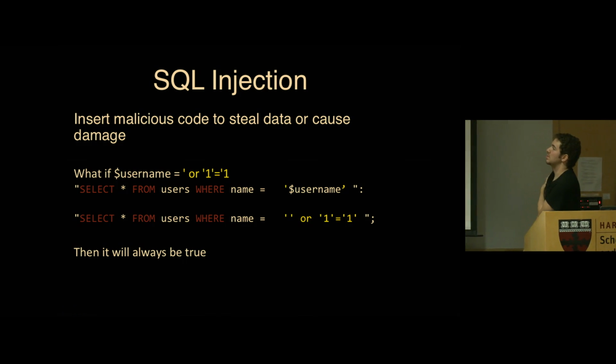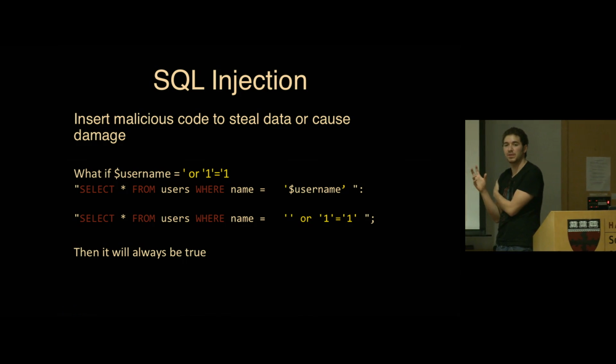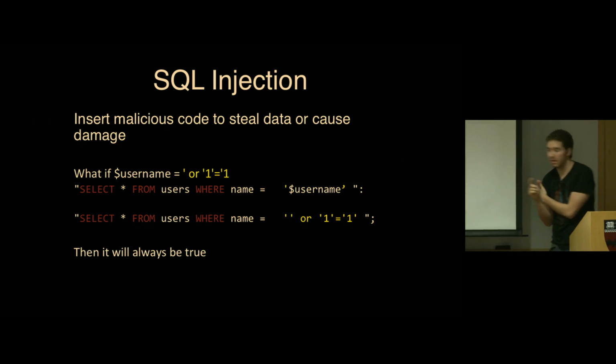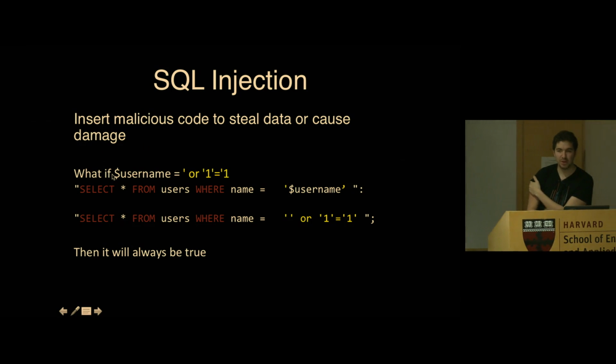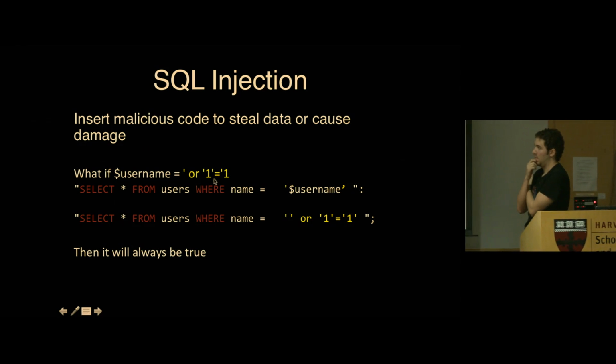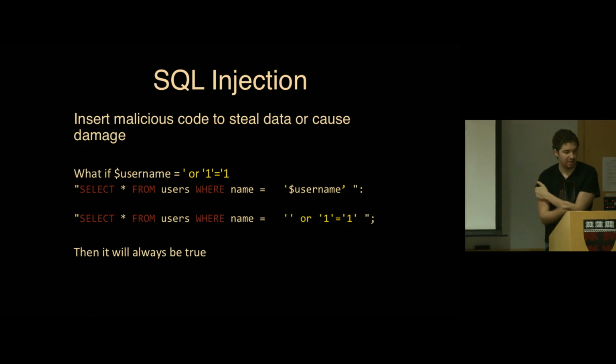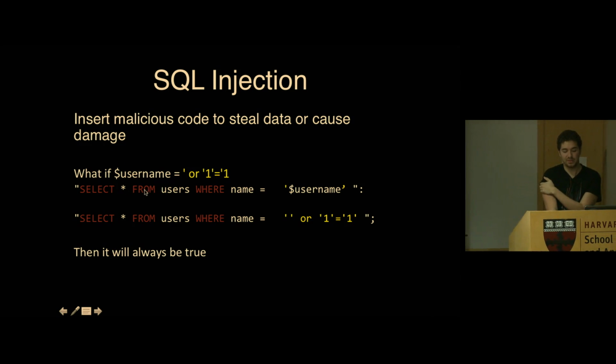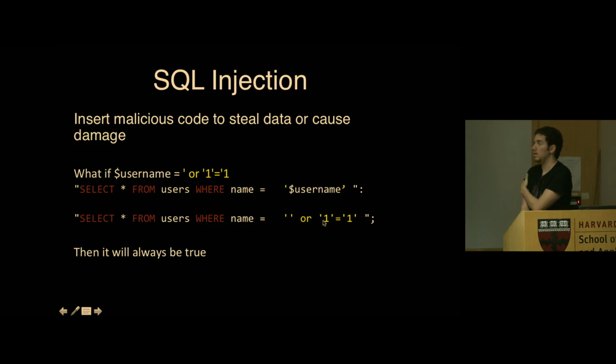The idea of SQL injection is that we insert some malicious code that would trick the server into running something different than what it originally was running. So let's say for username, we put in or 1 equals 1. The way it will read now, it will be select everything from users where name is username, but username is or 1 equals 1.